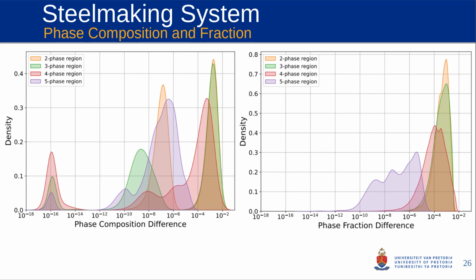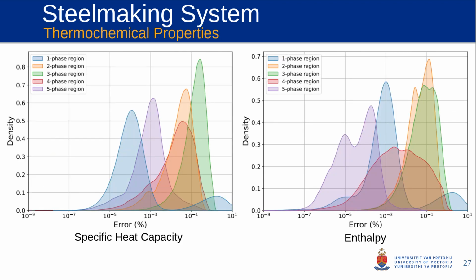For the errors made on the phase composition, we can see again that 10 to the minus 16 is associated with the compounds, and the rest is associated with the solution phases, with an error of 1% and less being made on the composition. And again, the errors made on phase fraction are similar to those of the phase composition, seeing that it is dependent thereon. For the thermochemical properties, the errors we are making there are again in general about 1% and less, apart from the single phase regions where some errors can be made up to 10%.